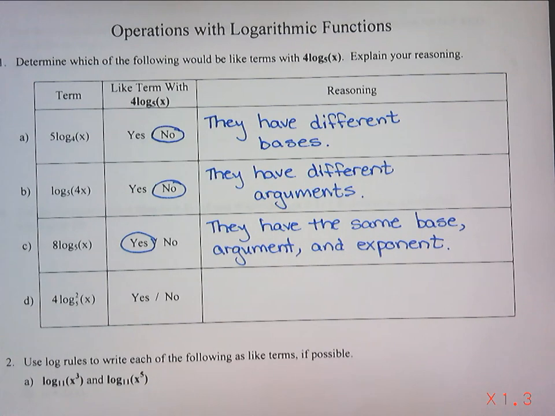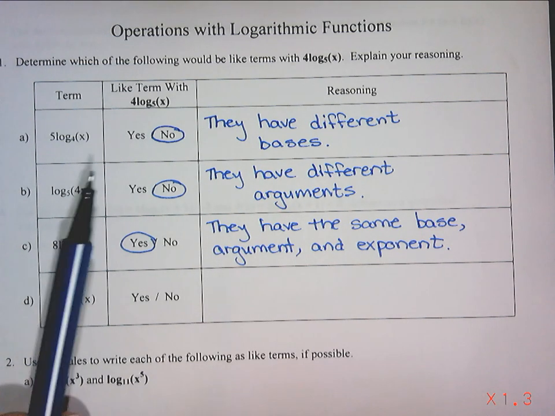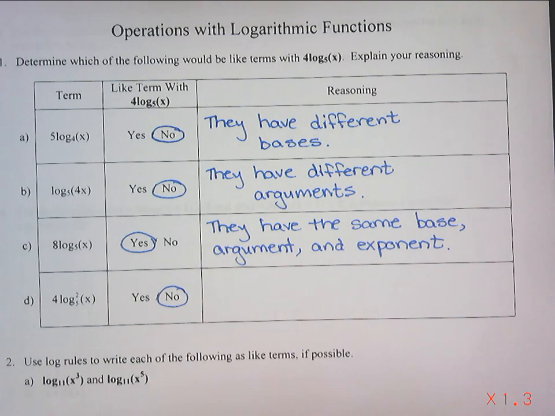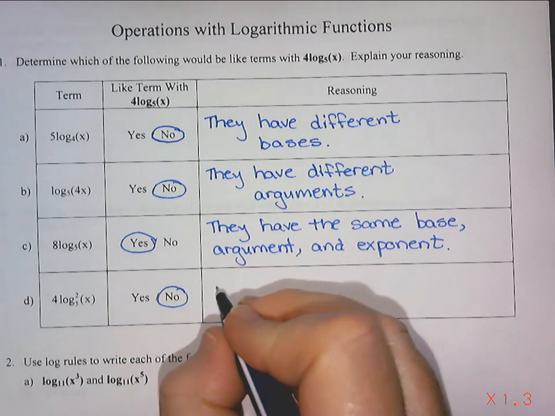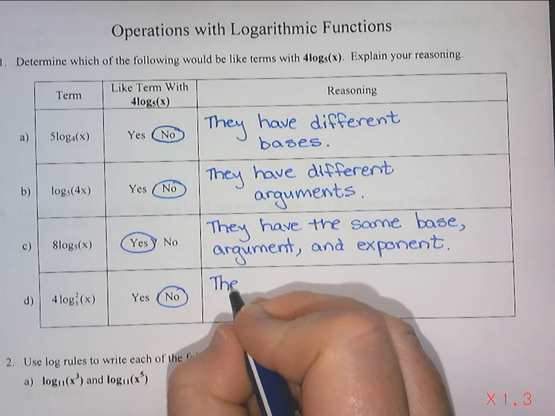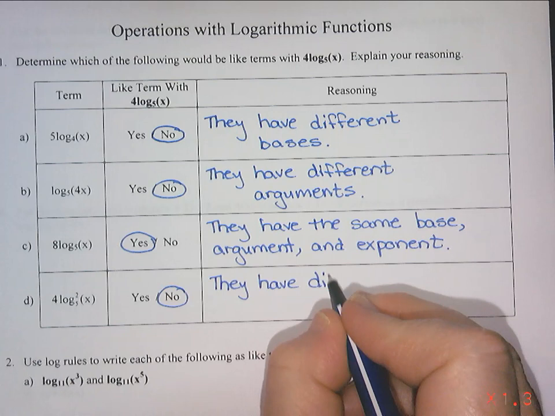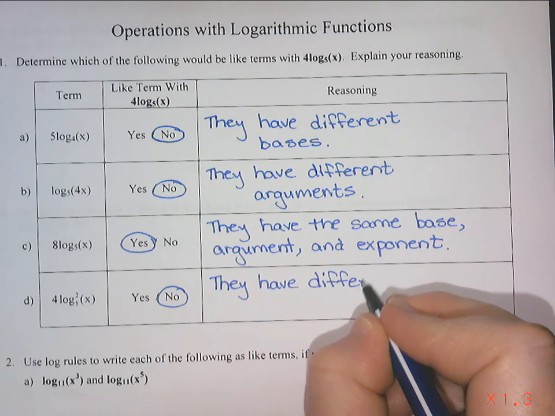So are these like terms? Do they have the same base? Yes, we're base 5 and base 5. Do they have the same argument? Yes, they both have an argument of x. Do they have the same exponent? This one has a square, that one does not. So this is a no. They are not like terms because they have different exponents.